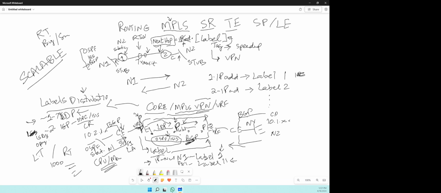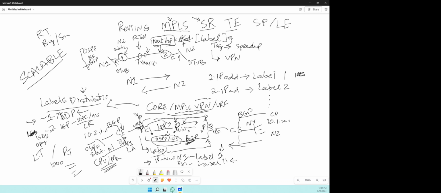Which is basically your every router is maintaining. So you not only have one P router, you've got hundreds, maybe thousands of P routers. How do you solve those huge label distribution tables, routing tables? You move to segment routing. So what is segment routing solving for you?